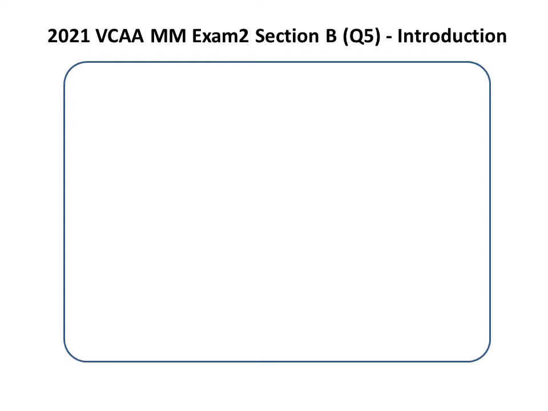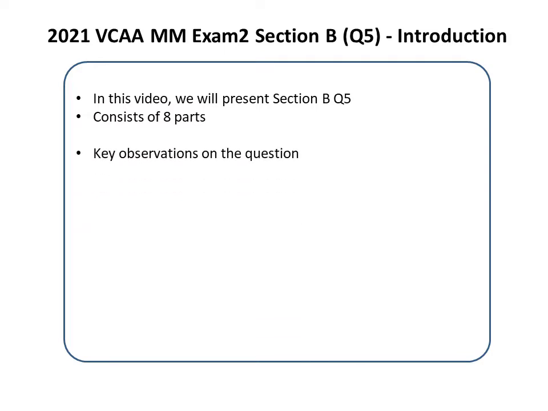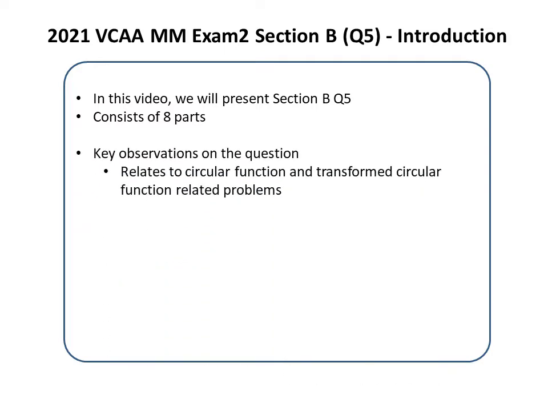Welcome to the final part of VCAA Math Methods 2021 exam paper series. In this video, we will solve exam paper 2, section B, question 5, which consists of 8 parts. They deal with circular functions and transformed circular function related problems. Statistically, this question was done poorly, which we will demonstrate and explain in detail through this video.